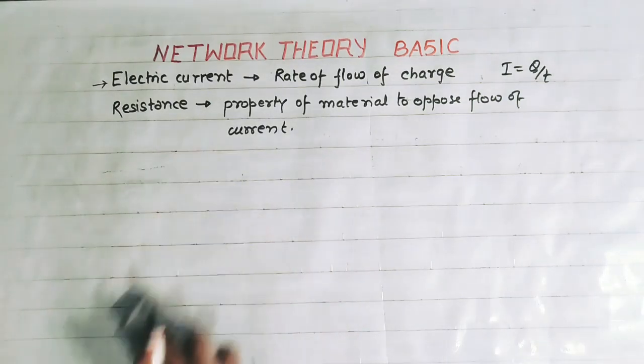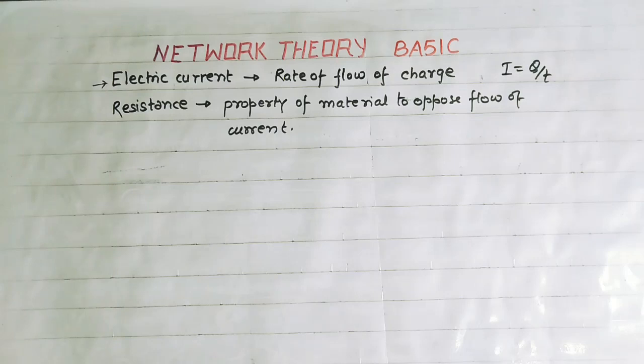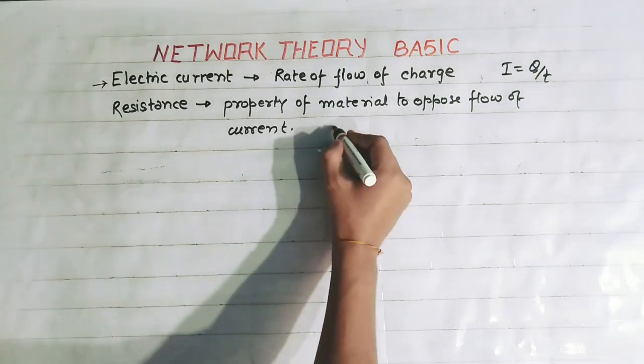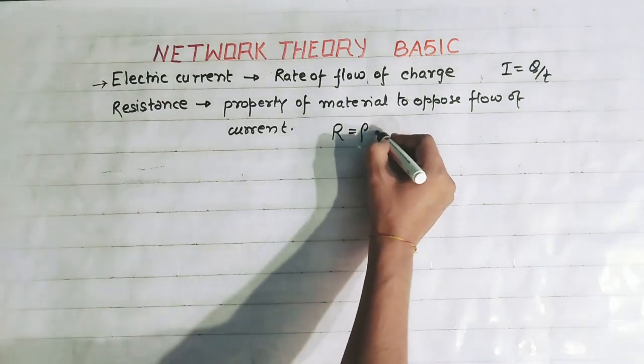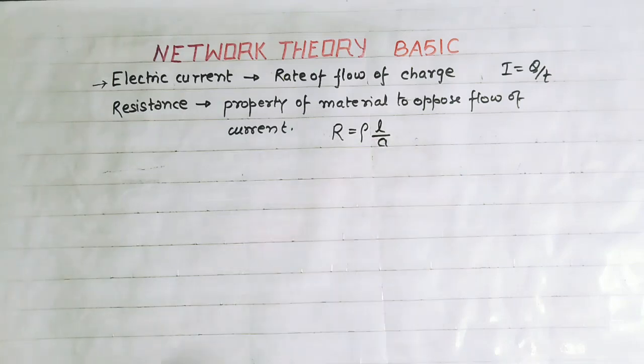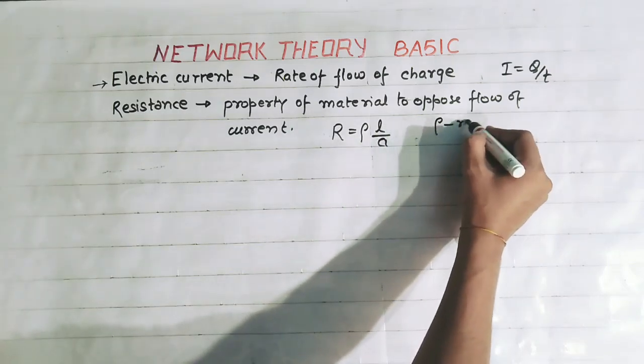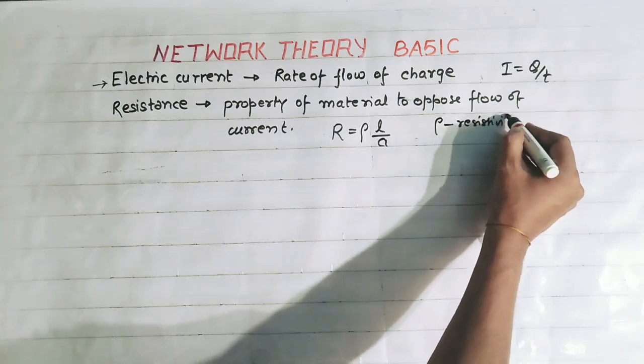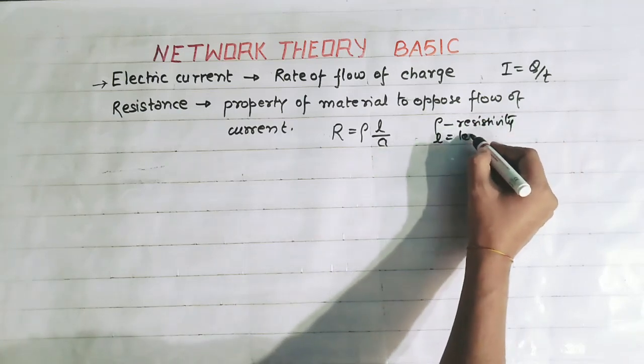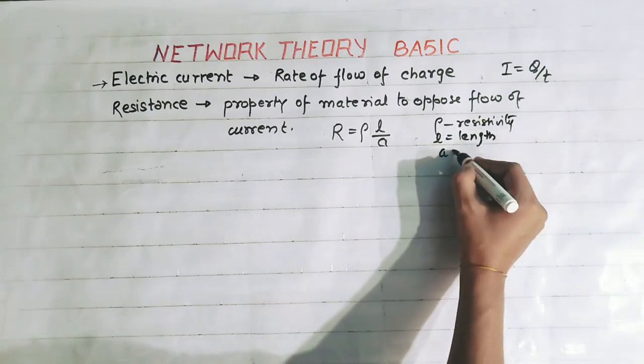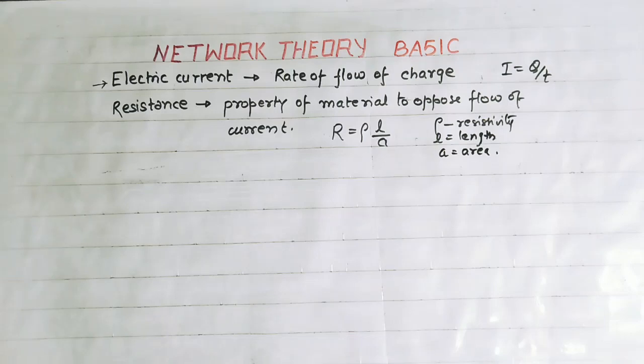Now what is resistance? Resistance is the property of a material to oppose the flow of current. Resistance R is equal to rho L by area A. Rho is the resistivity, L is the length, A is the area. You all know this formula and it is a very basic formula, but simultaneously, it is a very important formula from the exam point of view. See how it is important.